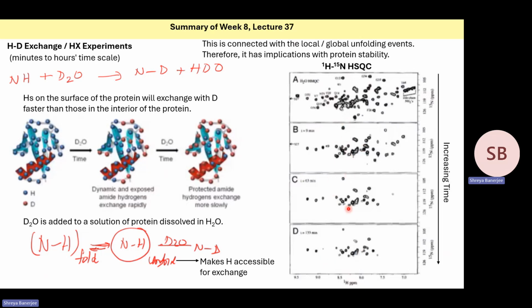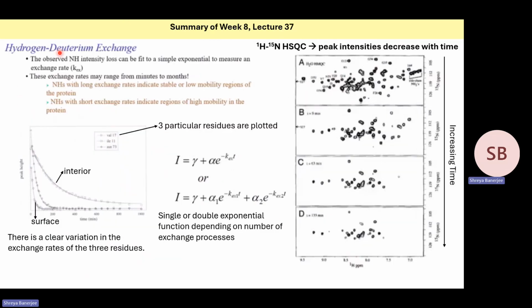And this rate of disappearance of the peaks is connected with local or global unfolding events. As I discussed earlier, in order to exchange the interior hydrogens, the protein has to unfold. So depending on the rate of local or global unfolding, the rate of exchange of the amide hydrogen with deuterium will change. So this is the hydrogen deuterium exchange.